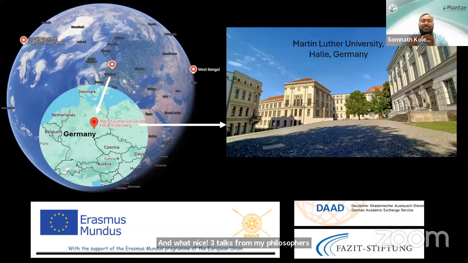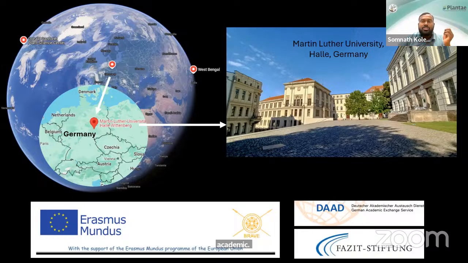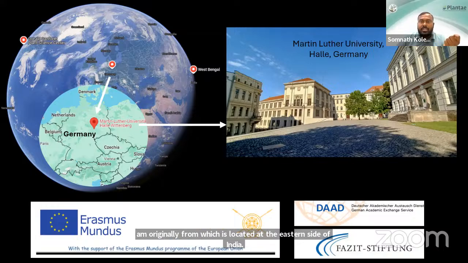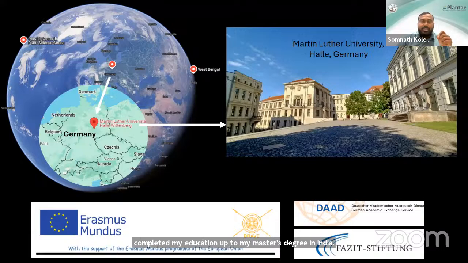Let me start by sharing a little bit about myself and my academic journey. I am originally from West Bengal, which is located on the eastern side of India. I completed my education up to my master's degree in India. I then pursued my PhD at Martin Luther University in Germany, which you can see in the middle of this map. And in 2019, I moved to the US and joined the Donald Danforth Plant Science Center as a postdoc. Now I am currently working as a senior research scientist there.